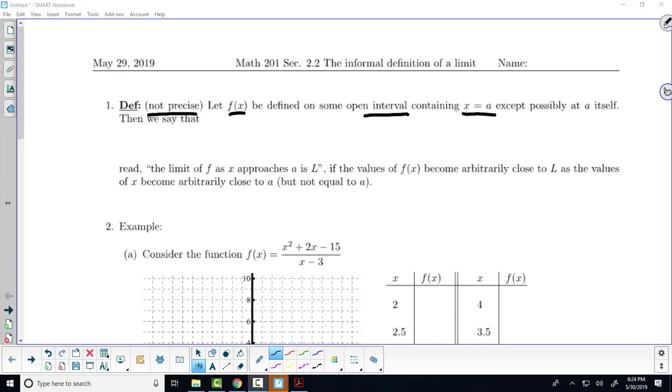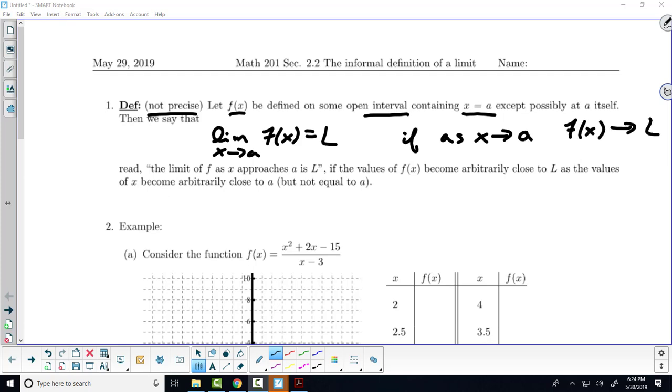Then we're going to say that the limit as x approaches a of f of x is equal to L if the following situation holds. We're going to say this if, as x gets closer and closer to a, f of x gets closer and closer to L.